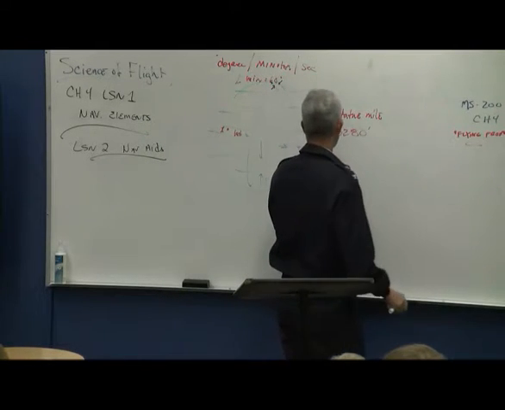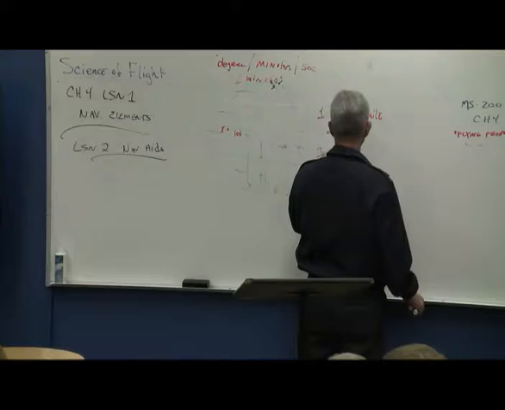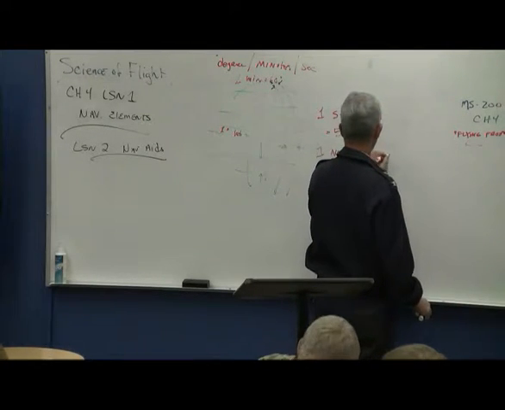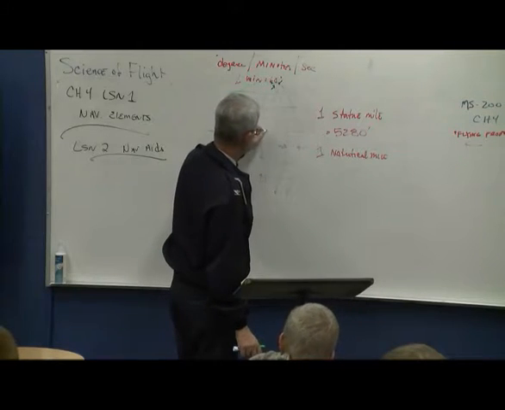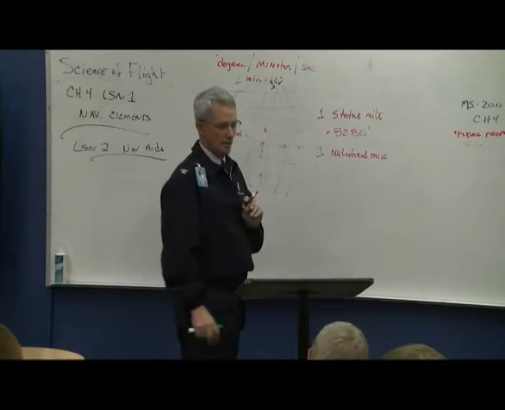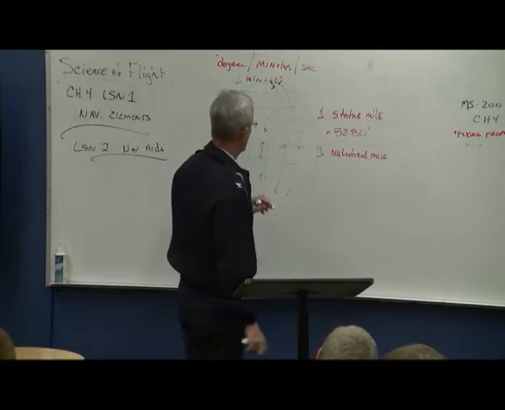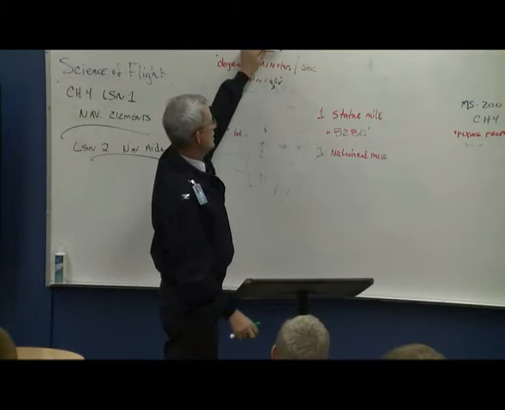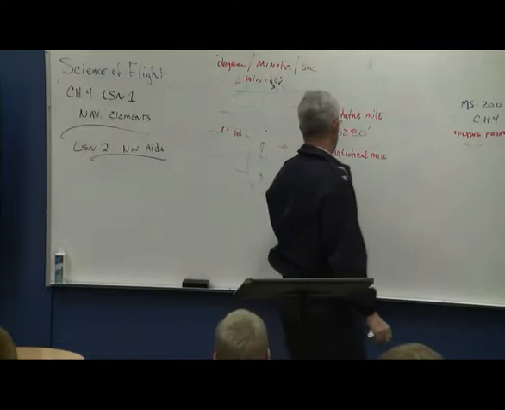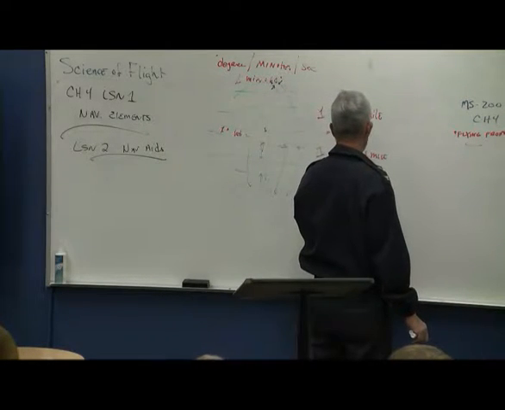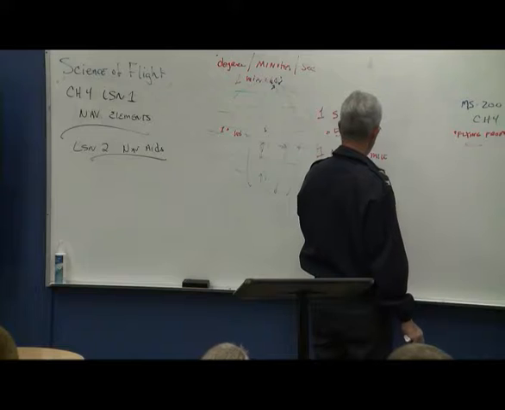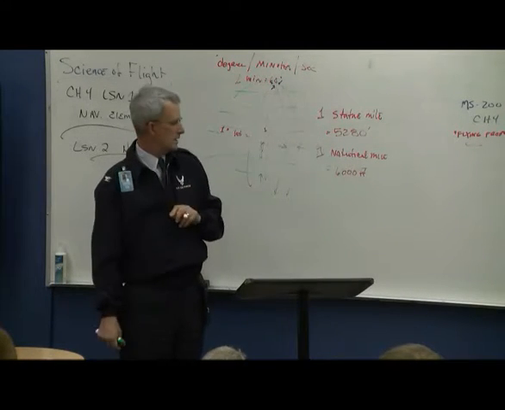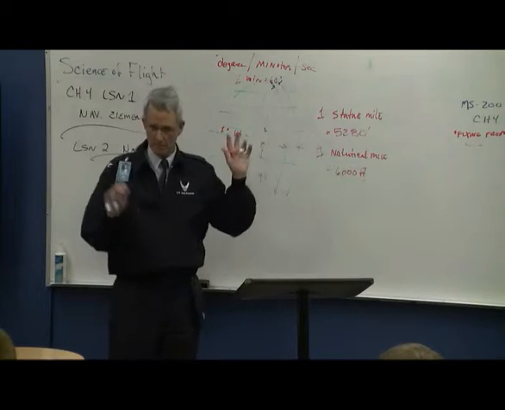So one nautical mile is, I actually lied. I said 1 nautical mile is 1 degree. 1 degree is actually 60 nautical miles. So 1 nautical mile is 1 minute, and that's equal to about 6,000 feet. It's a little longer, 6,080, but basically 6,000 feet is about a nautical mile.